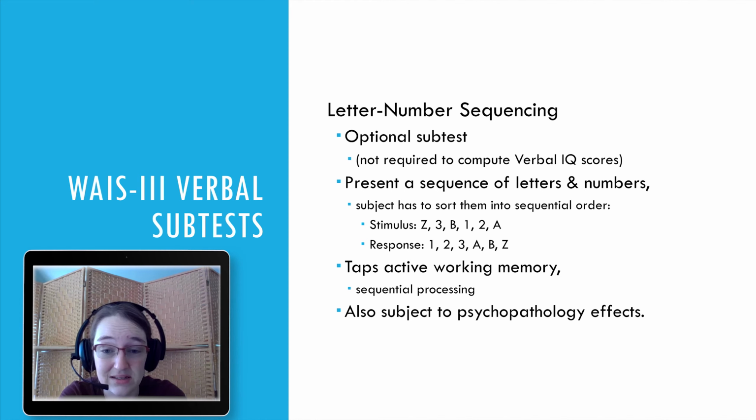It's effective. So you present a sequence of letters and numbers, and the subject has to sort them in a sequential order. So like Z, 3, B, 1, 2, A, and then the response has to be like 1, 2, 3, A, B, Z. And obviously they're not this nice and tidy, especially given that this is one area that I tend to struggle in. So I made sure that they were really nice and tidy. But it taps into working memory and sequential processing, and it's also subject to anxiety and stress. And psychopathology is, I know, a strong word here, but it gives you some basic idea of what's going on.